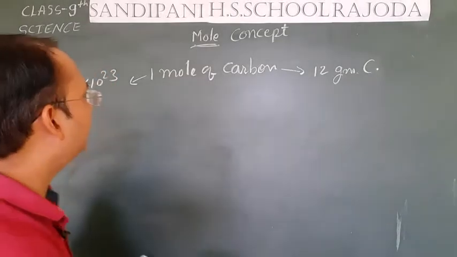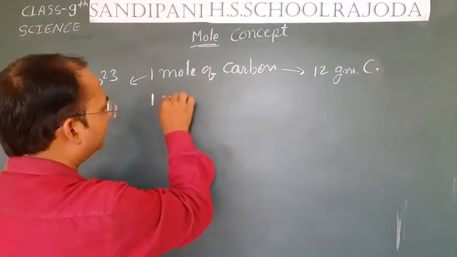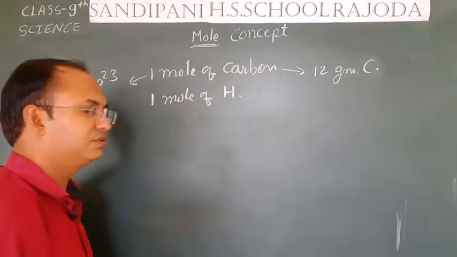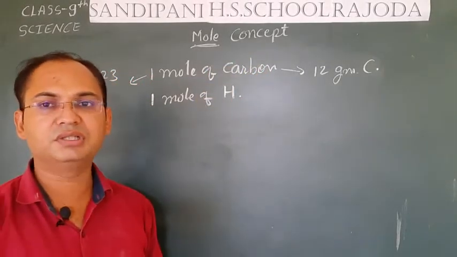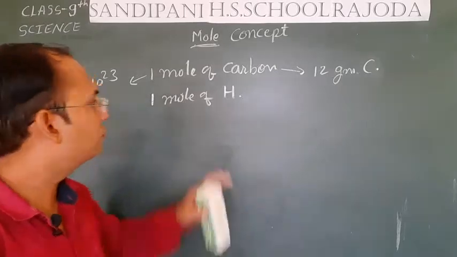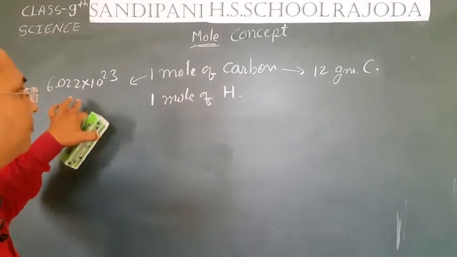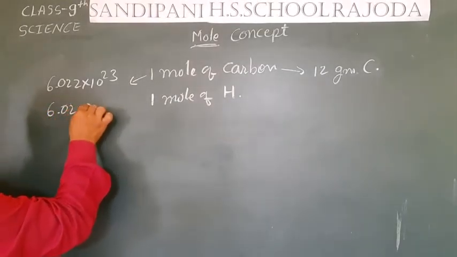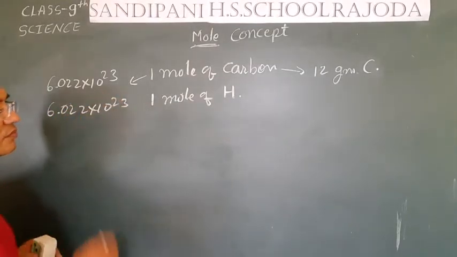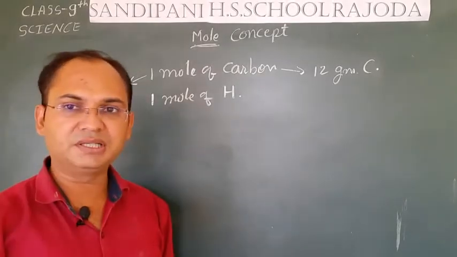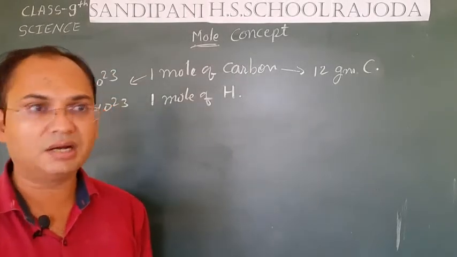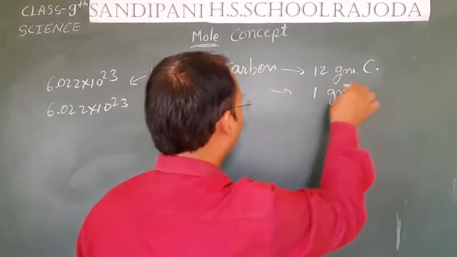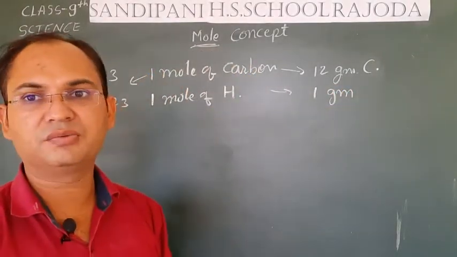If we take the example of hydrogen, for 1 mole of hydrogen atoms, we know that the atomic mass of hydrogen is 1. So, its number of atoms will be equal to 6.022 into 10 to the power 23, and in terms of grams, it will be equal to 1 gram because its atomic mass is 1.